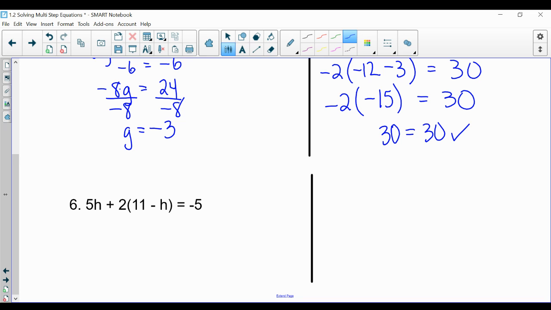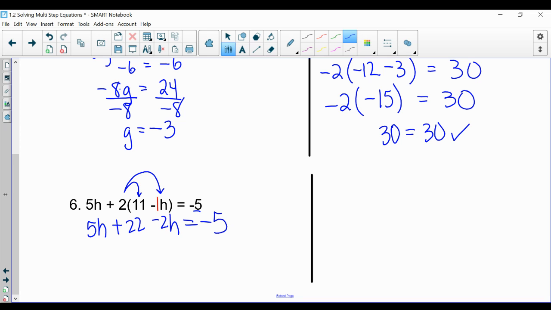Okay, so I need to look at this one and I need to say, now I have my negative 5 over here by itself. So I got a bunch of stuff on this side. I have parentheses. So therefore, my first thing is I'm going to go ahead and use distributive property. So I'm going to just bring the 5h down, plus 2 times 11 is 22. Then 2 times, and remember there is a 1 in front of this, so 2 times a negative 1 is a negative 2h. And that is equal to a negative 5.